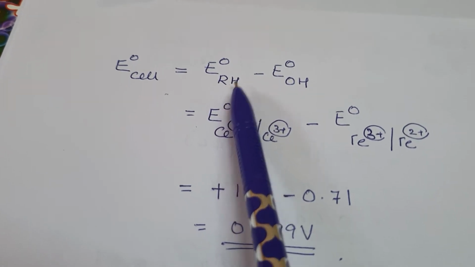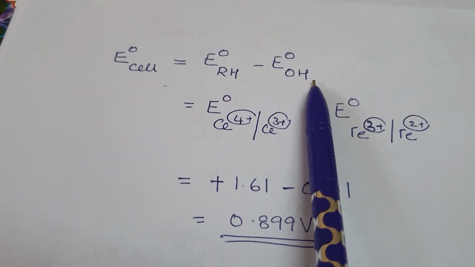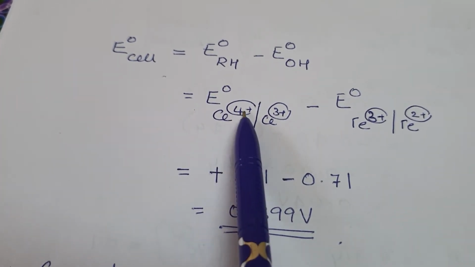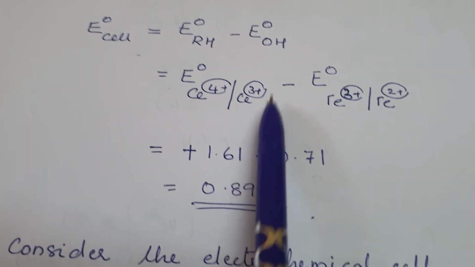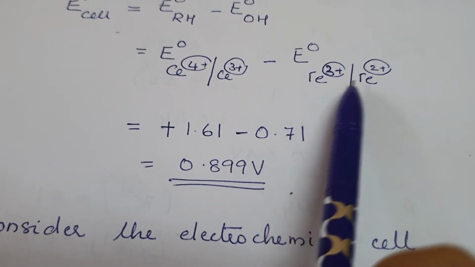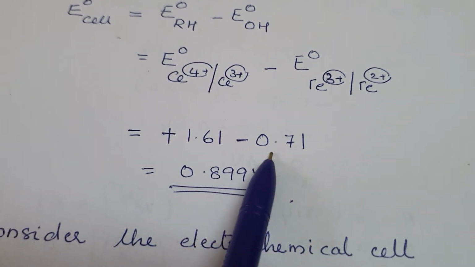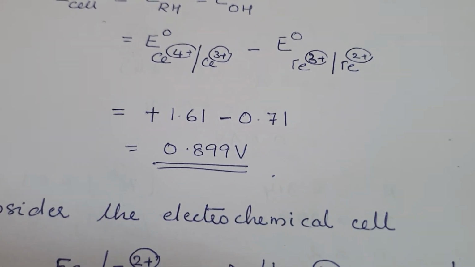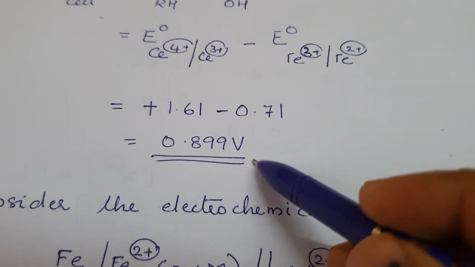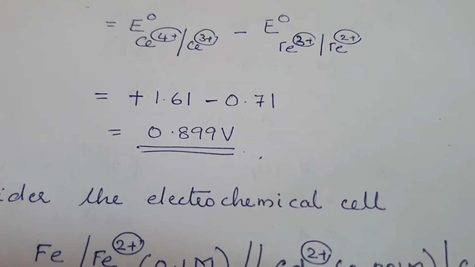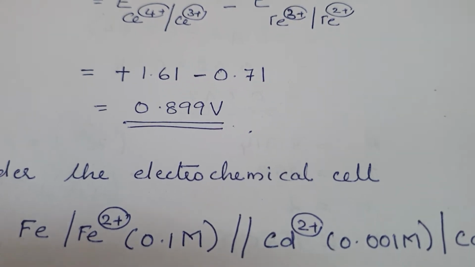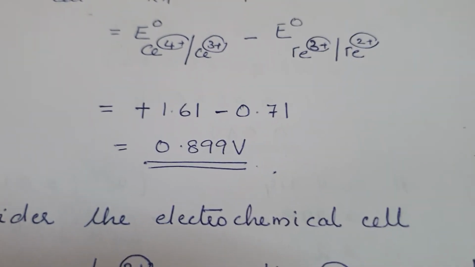So when you take the one, it is E reduction potential minus E oxidation potential. So E naught cerium 4 positive to 3 positive minus E naught Fe3 positive to Fe2 positive. So plus 1.61 minus 0.71. So answer is 0.899 volt. Okay, so from the equation you can find out the cell, and from the cell you can write the equation.